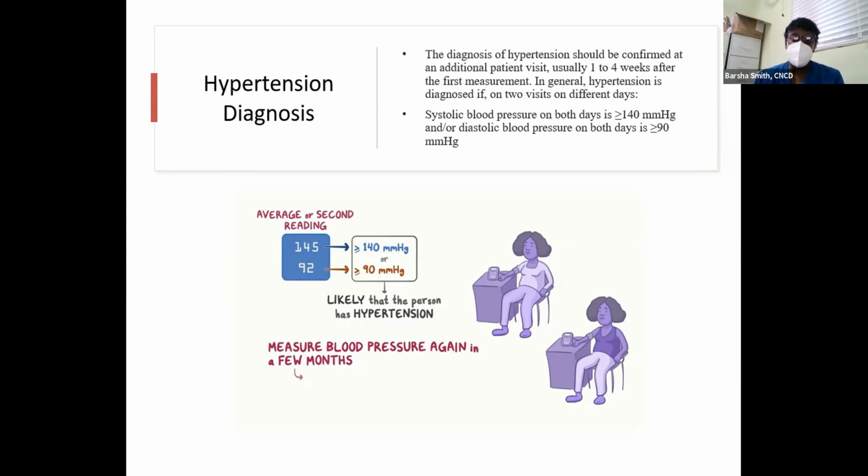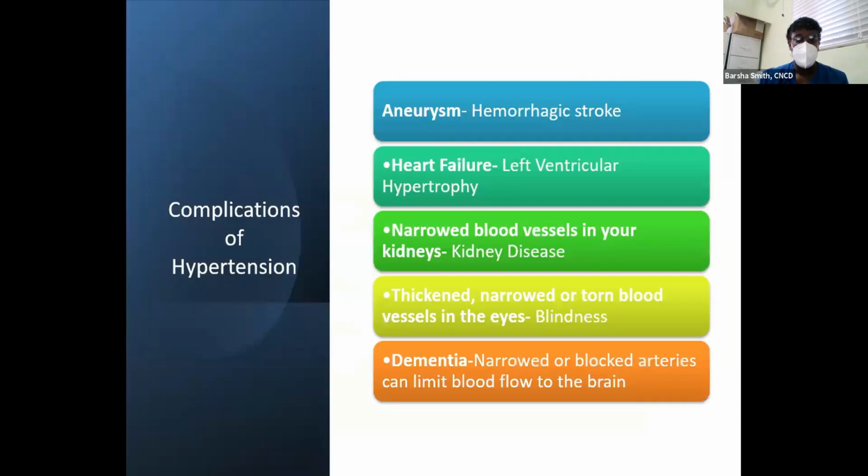But we have to make sure that we are taking the blood pressure according to protocol, making sure they're sitting properly, making sure that our blood pressure machine is calibrated properly, and that we're using the right size cuff, because all of these will affect the reading that you get. Some complications include aneurysm, stroke, heart failure, thickening or narrowing of the blood vessels, and dementia.